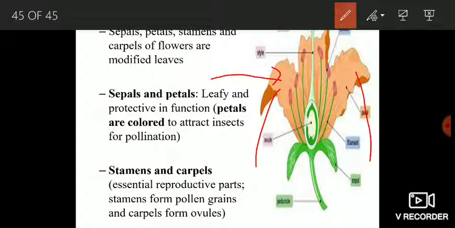This is all about the different modifications of leaves in angiosperms, and with this we are done with the leaf. And in the next part we are going to discuss the morphology of inflorescence.